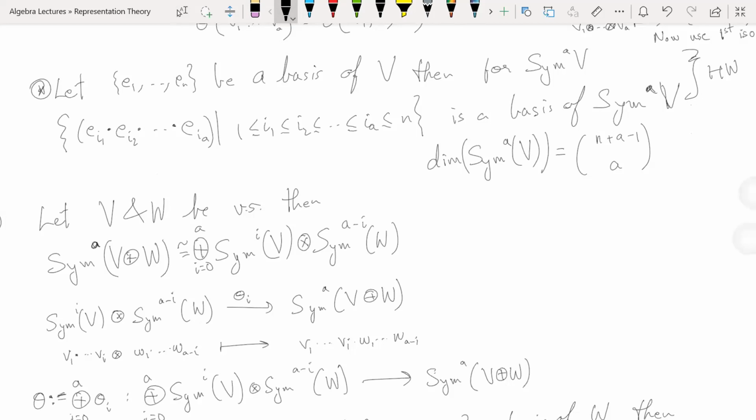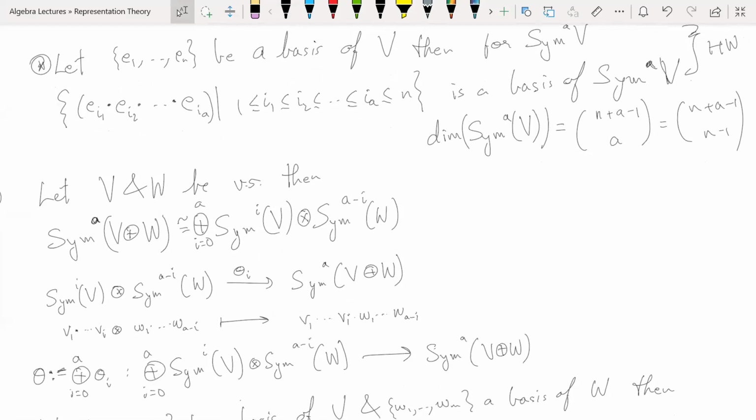So this is of course the same as n plus A minus 1 choose A. There may be another combinatorial way of thinking about it, which he was saying. Both are the same. So this is the dimension of Sym^A V. This, of course, is less than the tensor algebra case. In general, for the tensor algebra it is n to the power A. So this is far less.